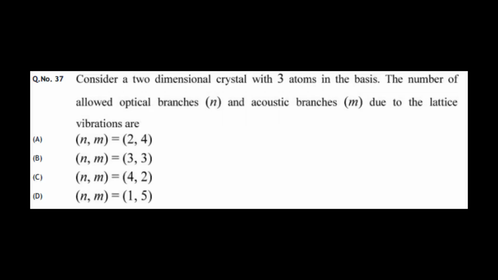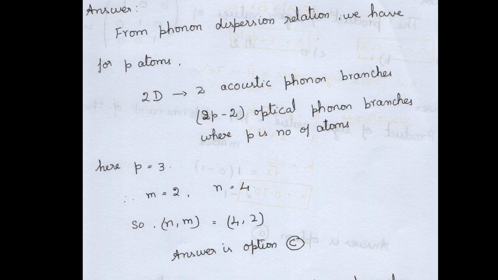So in this question, they have given a two-dimensional crystal with three atoms in the basis, and they have asked us to find the number of allowed optical branches and acoustic branches due to lattice vibration. From the dispersion relation, we know that for p number of atoms, in the case of two dimensions, two acoustic branches will be there, and the number of optical branches will be 2p minus 2, where p is the number of atoms.